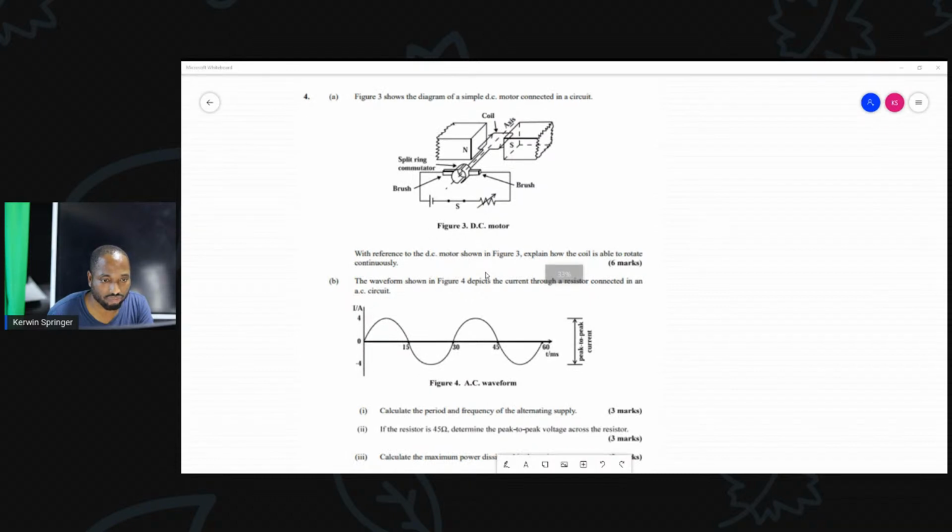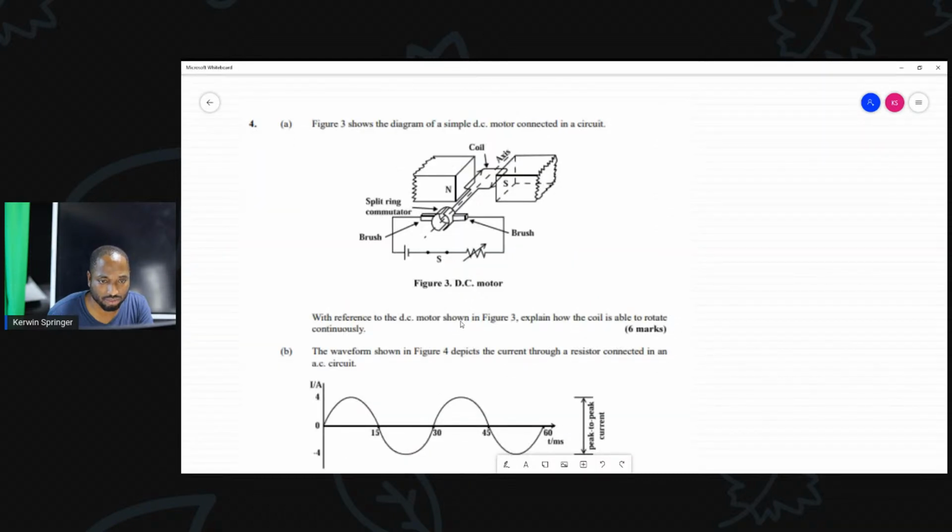With reference to the DC motor shown, explain how the coil is able to rotate continuously. This is our next thing to just memorize. I gave you all the entire notes on this. Let me see if I have it in my book. I'll just pull it up. I don't think I have it in here, but I have it in the notes.